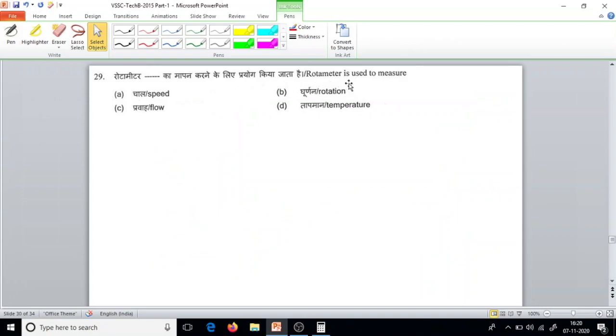Question number 29. A rotameter is used to measure the flow of liquids. So the answer is flow.